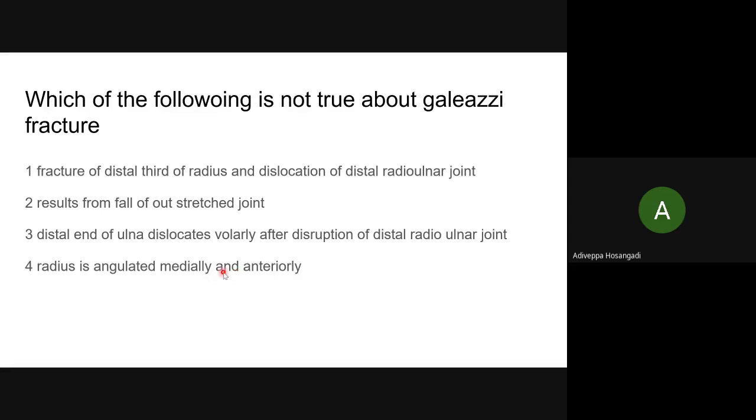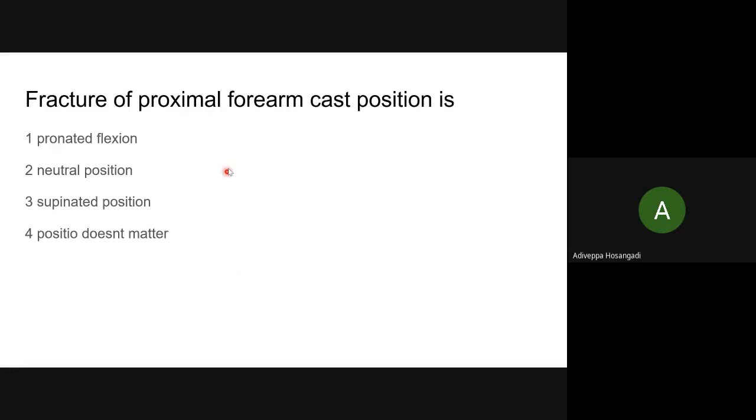Radius is not angulated medially or anteriorly. Yes, sir. This is the lateral, answer, sir. Fracture of the proximal forearm, cast position. I will explain this in one minute. You try and answer this question. I will explain the rationale behind that.